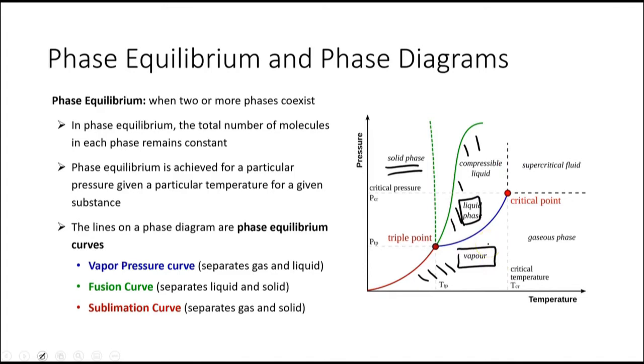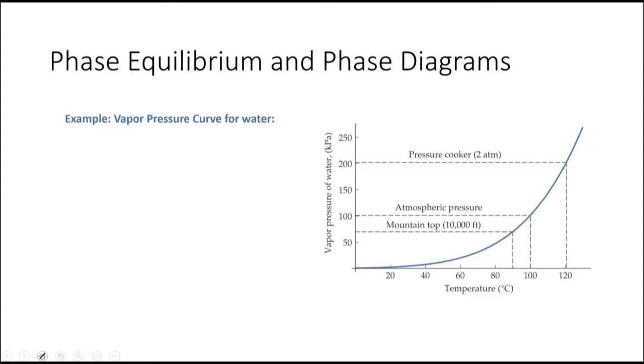And so this is what we call the vapor pressure curve, and boiling and then condensation both occur along that line. All right. So let's take a look at a specific example here. So this is the vapor pressure curve for water. So in other words, boiling and condensation can happen along this blue curve here.